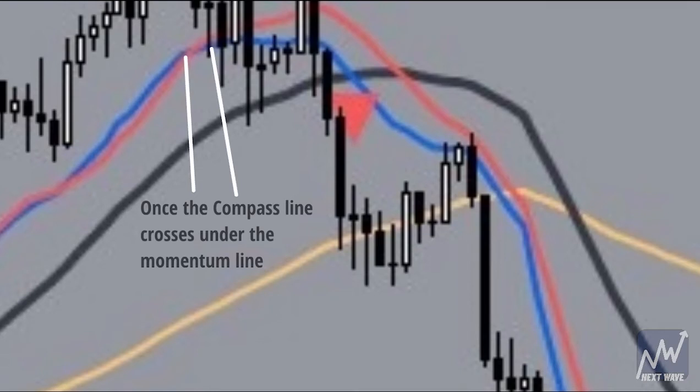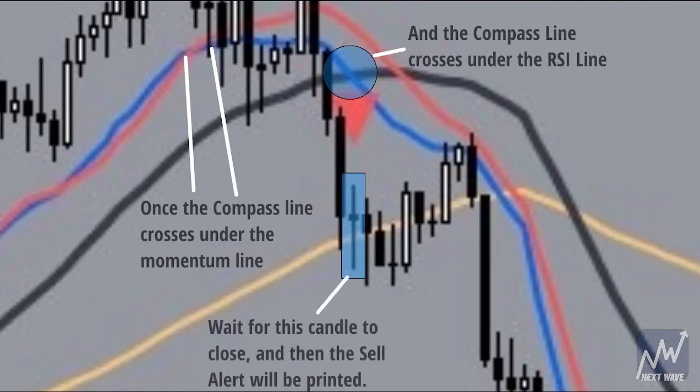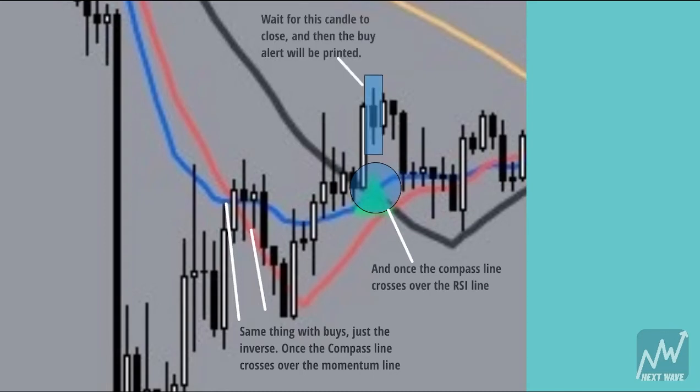So once the compass line crosses under the momentum line and the compass line crosses under the RSI line, wait for this candle to close and then the sell alert will be printed. Same thing with buys, just the inverse. Once the compass line crosses over the momentum line, and once the compass line crosses over the RSI line, wait for this candle to close, and then the buy alert will be printed.